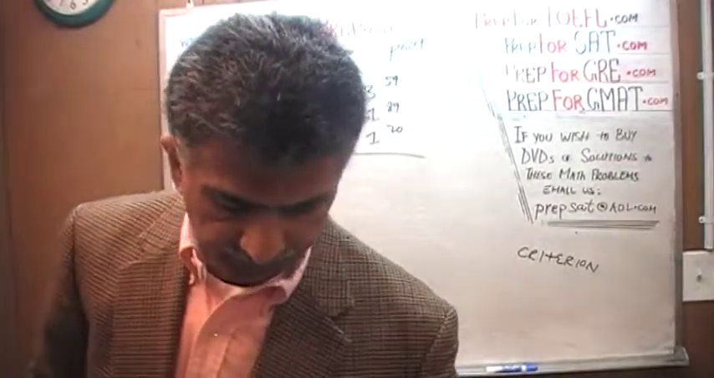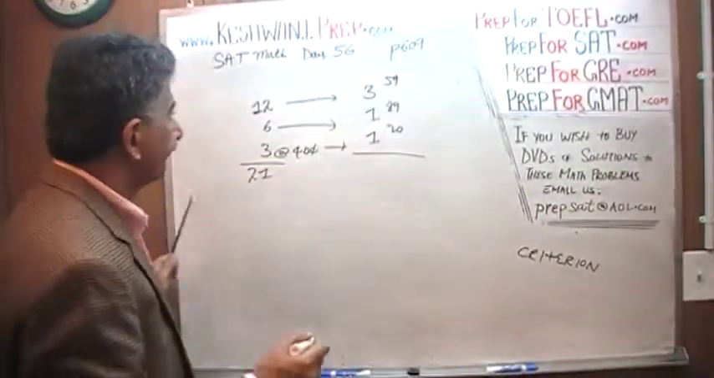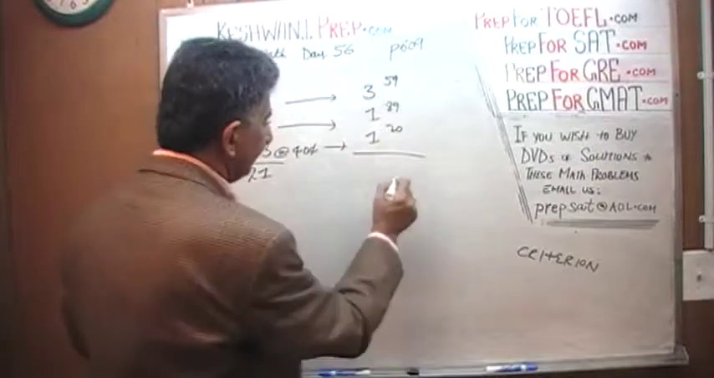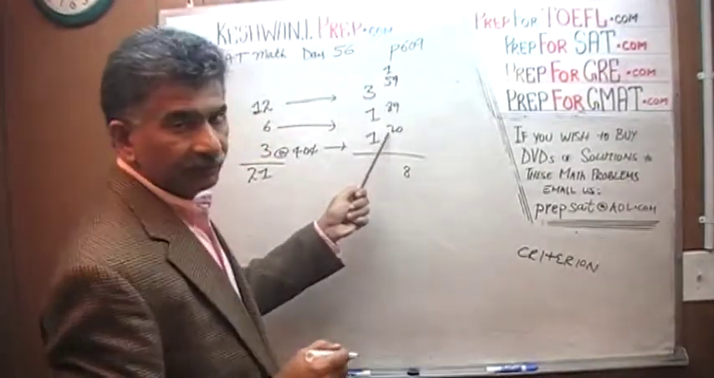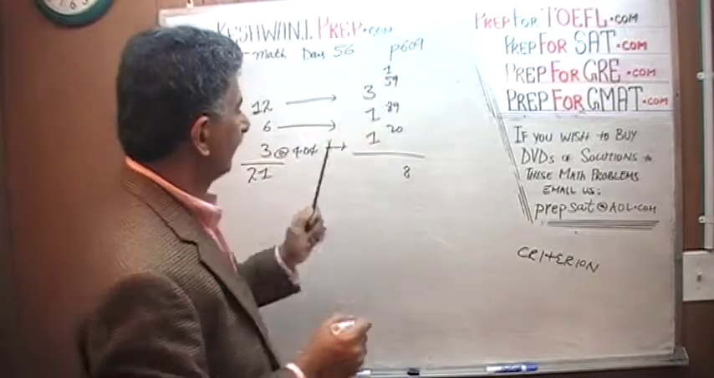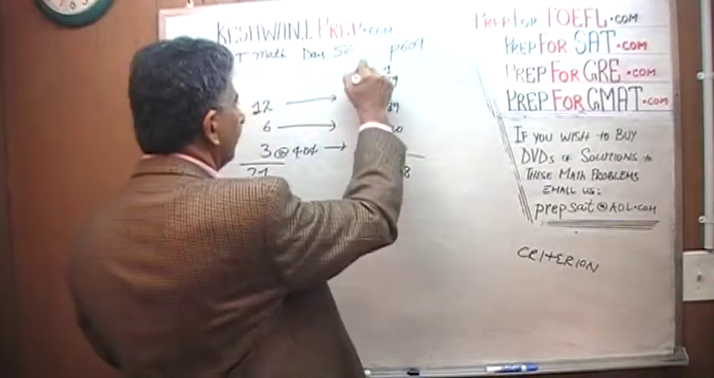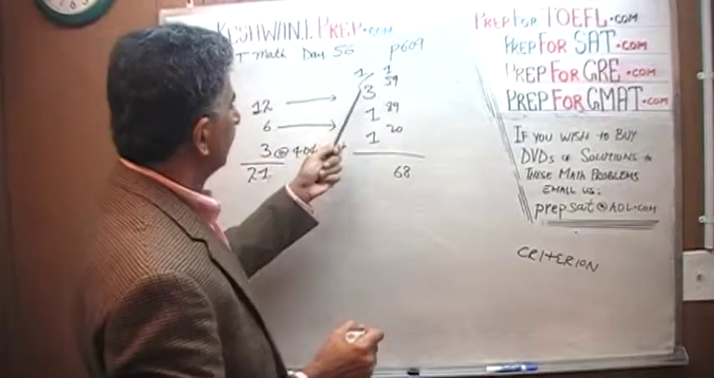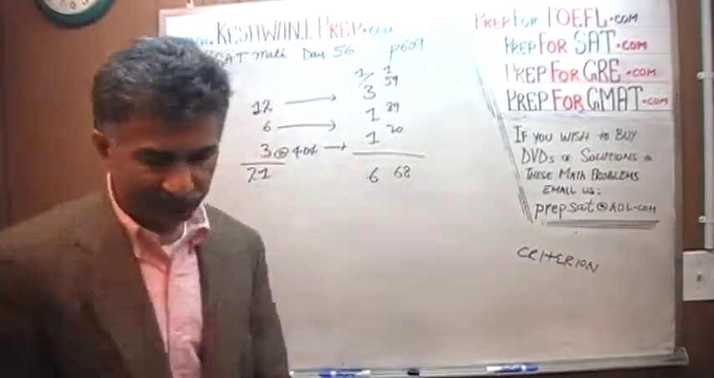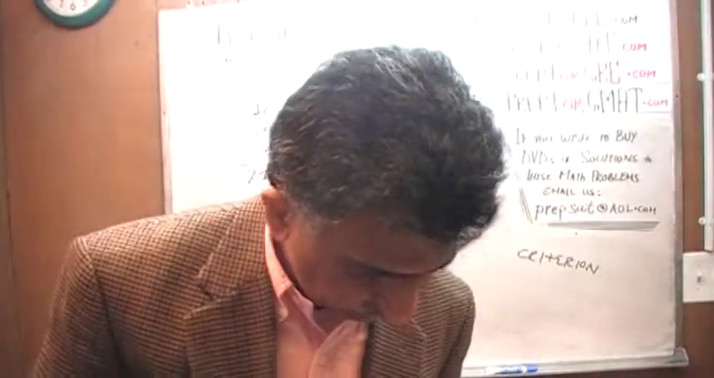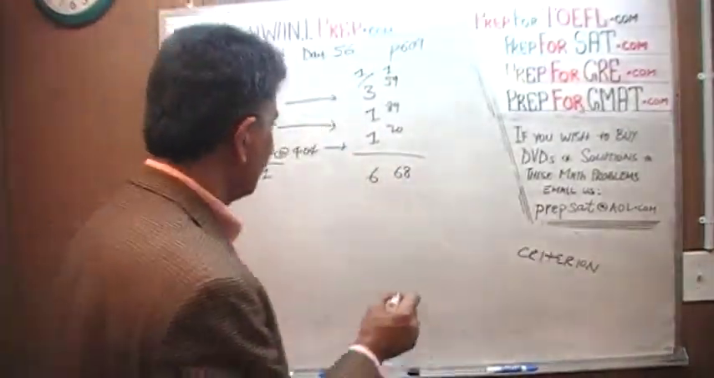All we have to do is just add them up. So let's see what we get. 9 plus 9 is 18, carry 1. 8 plus 2 is 10, 10 plus 5 is 15, 15 plus 1 is 16. Carry 1. 3 plus 1 is 4, 5, 6. Looks like $6.68 is the answer. $6.68 is the answer, choice B.